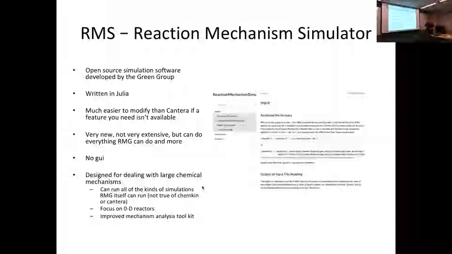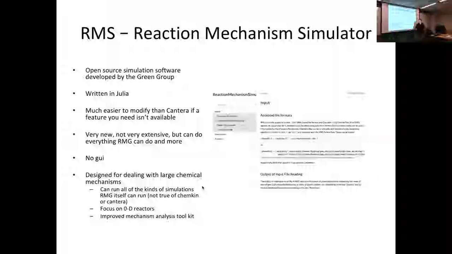And so what I did recently, over the last 6 months or so, is put all of that technology together into this package that we're developing, aimed particularly at the large chemical mechanisms that you get from RMG. There are a number of problems with the mechanism analysis tools provided by Chemkin and Cantera. They work very well if you're only dealing with maybe 60 species or so. They're perfectly fantastic because you can keep track of everything.